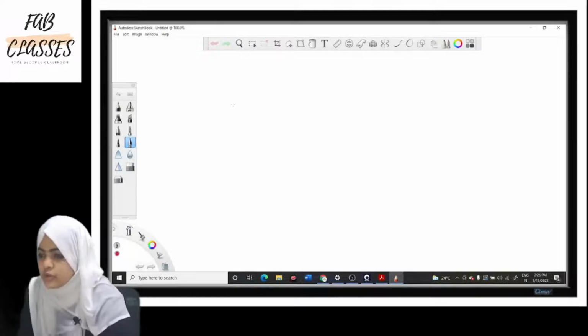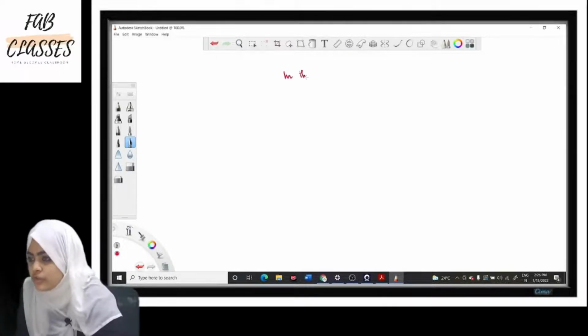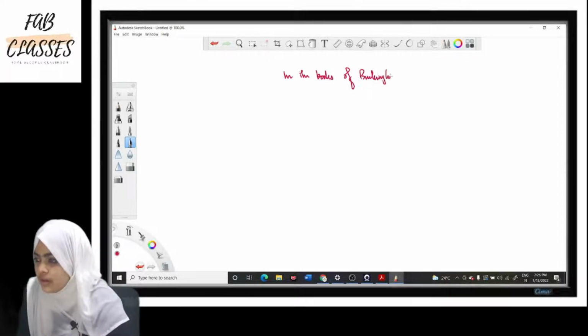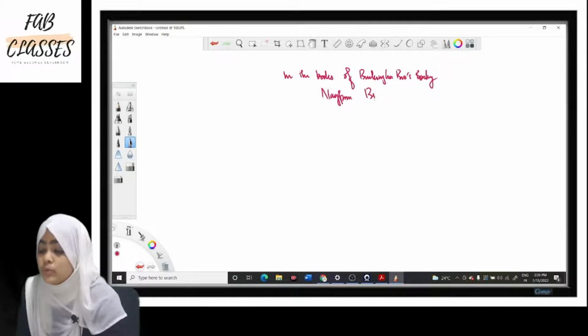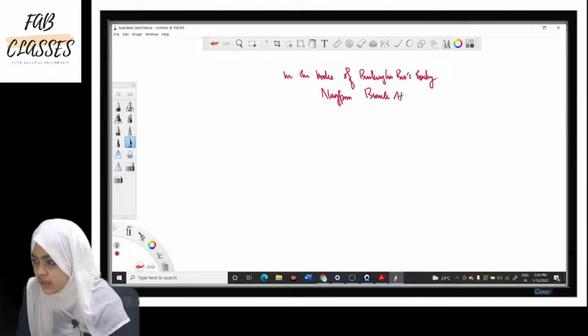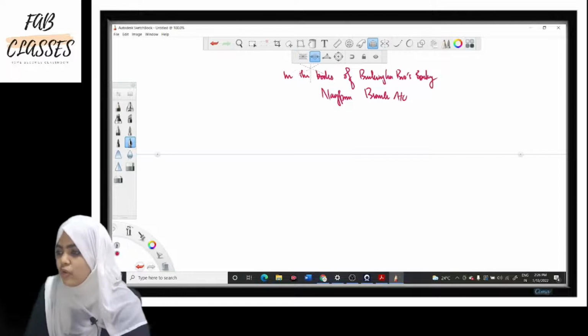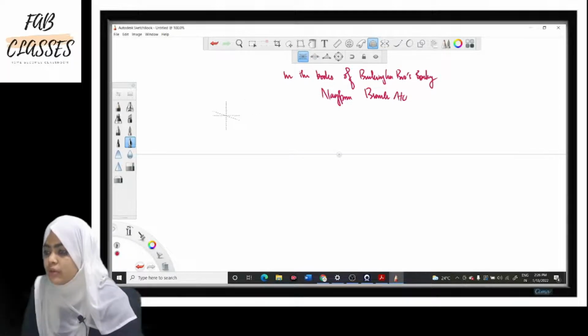So now we are going to solve. In the books of Buckingham Bros, Bombay, what are we going to prepare? We are going to prepare the Nagpur branch accounts. As I told, let us first understand the format, or first draw the format. So what was the format?